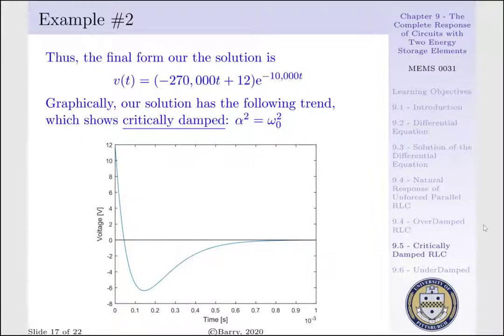Now, this solution appears similar to our overdamped behavior. It is noted that critically damped circuits typically go from your maximum voltage and asymptotically approach your steady state voltage without overshooting your steady state value. However, we can have overshoots with critically damped solutions.